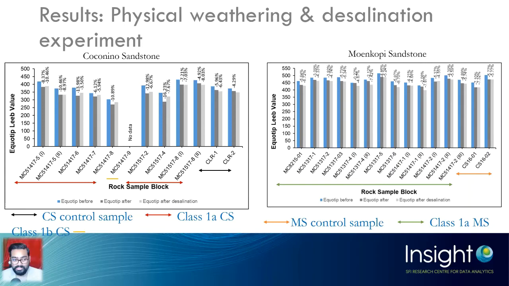So we hypothesize that this is due to the higher frequency of macro fractures seen in the low shock Moenkopi sandstone, which accommodate the precipitation of salts. Low shock Moenkopi sandstone containing macro fractures showed a higher decrease in strength after desalination compared to unshocked and other low shock Moenkopi sandstone.